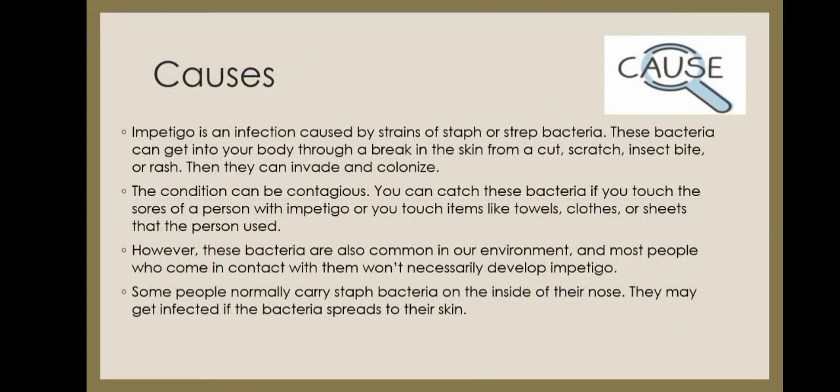So, impetigo has causes. Impetigo is an infection caused by strains of staph or strep bacteria. These bacteria can get into your body through a break in the skin from a cut, scratch, insect bite, or rash. Then they can invade and colonize. And the condition can also be contagious. You can catch this bacteria if you touch the sores of a person with impetigo or touch items like towels, clothes, or sheets that the person used.